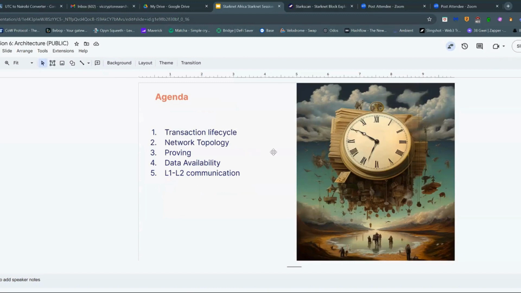This is our agenda for today. We are going to cover the transaction lifecycle, network topology, which is just the main components that comprise Starknet. We're going to cover proving, which is the main thing that zero-knowledge rollups are able to achieve. It's also what makes ZK rollups different from optimistic rollups. We're also going to cover data availability and L1 to L2 communication.